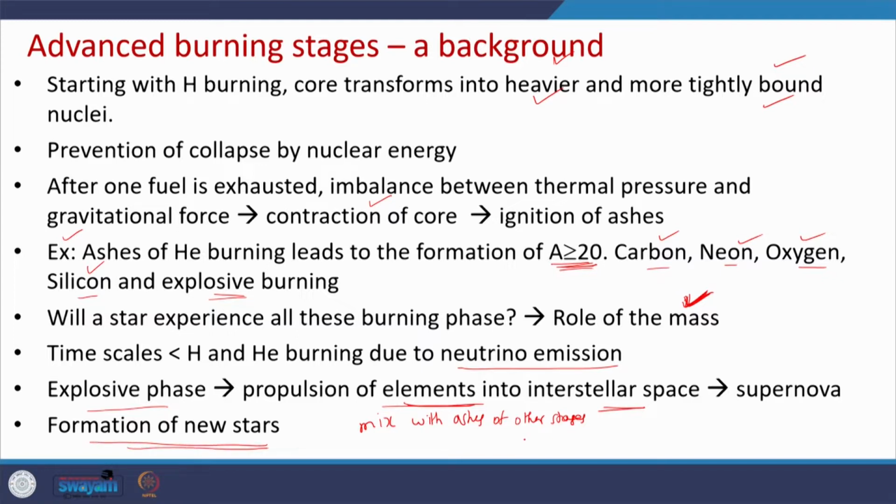So, this is how hydrogen burning, helium burning, carbon, neon, oxygen, silicon, and then explosive burning which takes place at higher temperatures. And once the star reaches this stage, I have not yet discussed what will happen if it does not go to the explosive stage, that I will discuss in the next slide. All right. So, once the star reaches the explosive stage, the heavier elements will be propelled into the interstellar space, and wherever they go, they will react with the ashes of the previous burning stages at that place, and slowly a new star is formed. So, this is how stellar evolution takes place and how supernova helps in the formation of new stars.